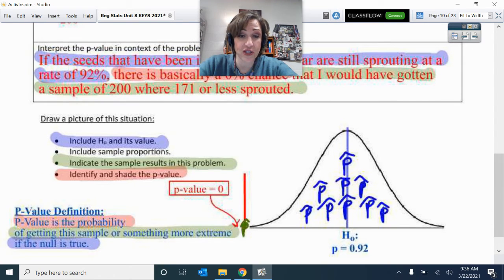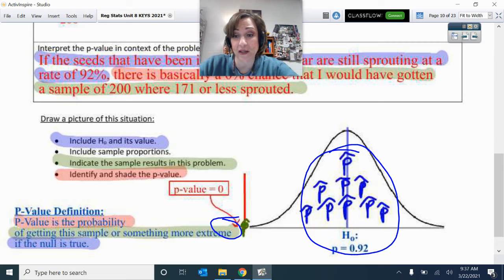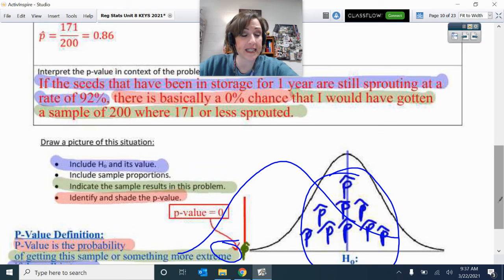See this? Here's your sample all the way down here. This area to the left, there's basically nothing down there. There's a 0% chance of getting that sample or something more extreme if the data is really centered here around 0.92. So what does that say? I don't think it's really centered around 0.92. It's probably somewhere lower. And that's what we're going to actually lead into in the next lesson.